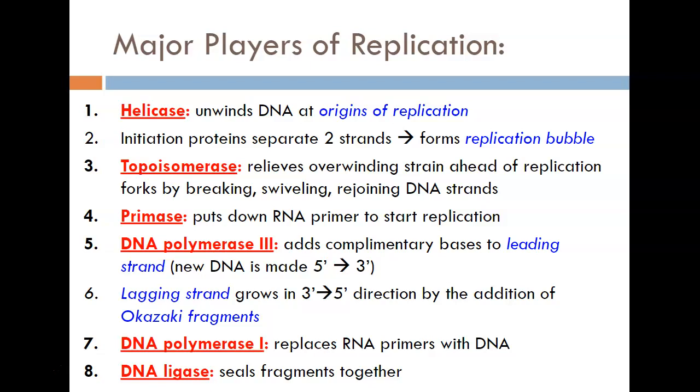DNA polymerase 1 is an enzyme that takes off the RNA primer and replaces it with DNA. Again, we are doing DNA replication, so it doesn't really make sense that RNA is going to be in our finished product. So the DNA polymerase 1 basically overwrites the RNA primer with DNA letters. And finally, at the end, DNA ligase joins the two halves of the ladder back together. So it reforms those hydrogen bonds once the replication process is complete.